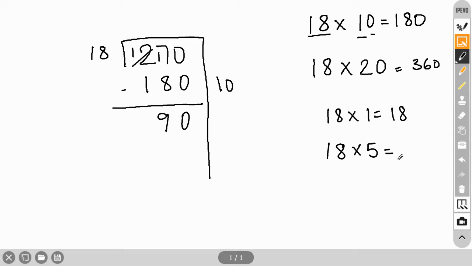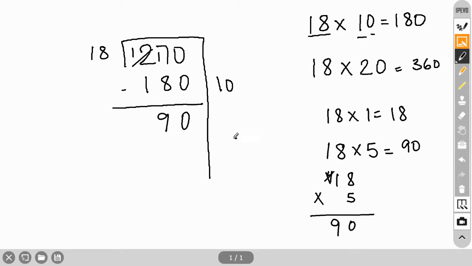Now, how do we multiply this? Then you can choose how to multiply 5 by 18. You can do your area model if you need, or you can do the standard algorithm. I think this one you can easily do with the standard algorithm, boys and girls. So 5 times 8 is 40. 4 goes up here. 5 times 1 is 5, plus 4 is 9. There you go. So 18 times 5 equals 90.